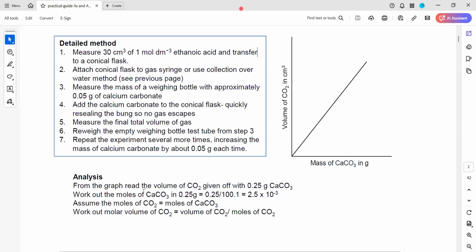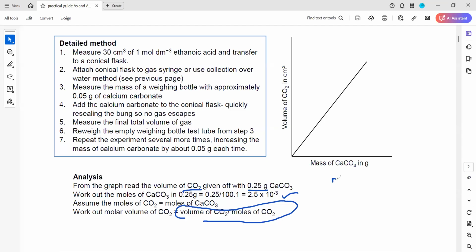Then from the graph, read the volume of carbon dioxide given off with 0.25 gram of calcium carbonate. Then we can work out the moles. Moles equal mass in gram over molar mass. So we get the moles of calcium carbonate, and from the moles of calcium carbonate, using the mole ratio, we'll get the moles of carbon dioxide. After working out the moles of carbon dioxide, the volume of carbon dioxide divided by moles of carbon dioxide gives the molar volume, like how much volume is occupied by 1 mole.